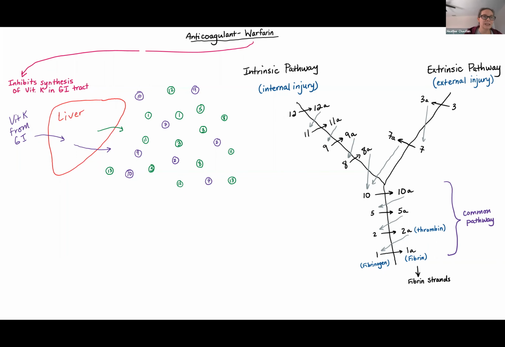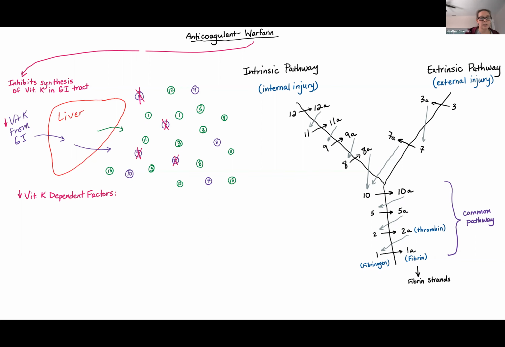Well, because the liver needs vitamin K to produce certain factors, right? So if we have a decrease in vitamin K from the GI, then the liver cannot make a bunch of these purple factors, right? That are vitamin K dependent factors, okay? So we have a decrease in the amount of vitamin K dependent factors that the liver can produce.